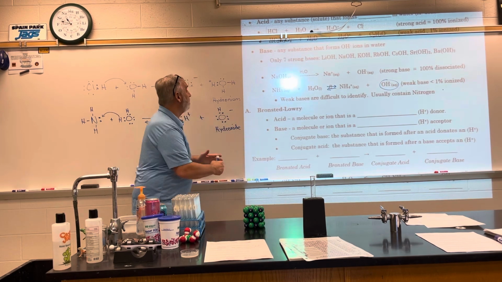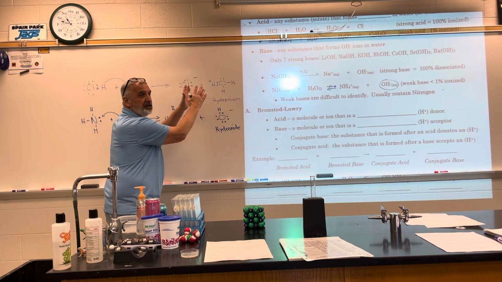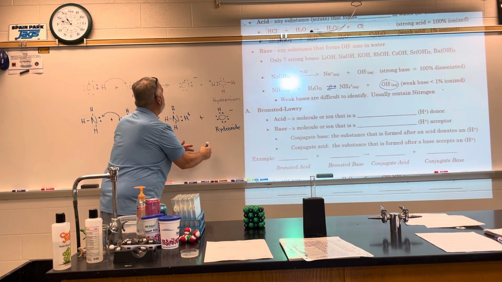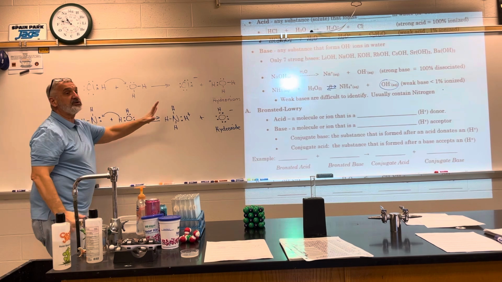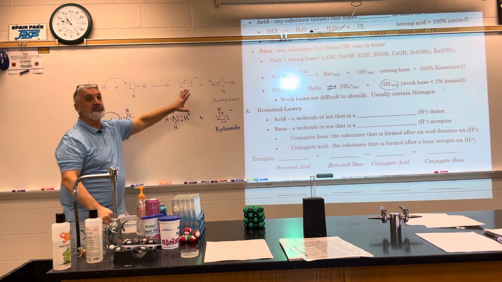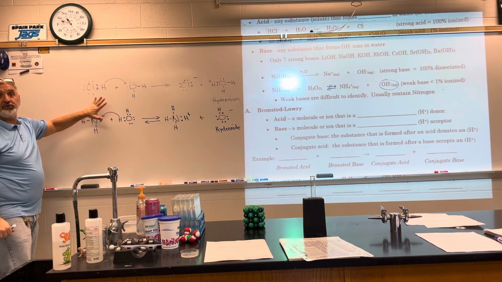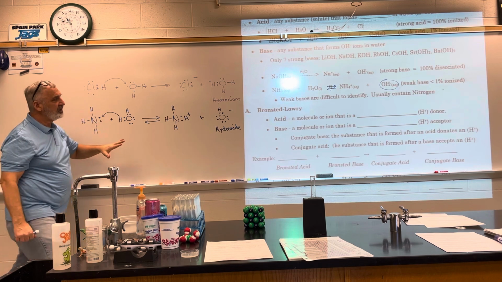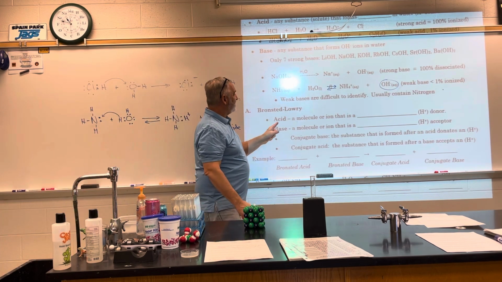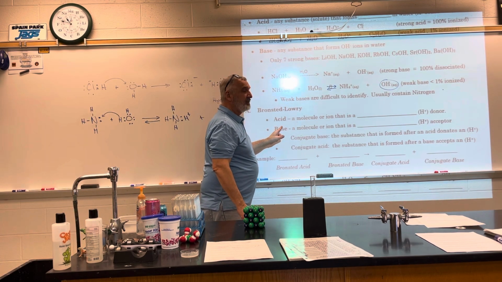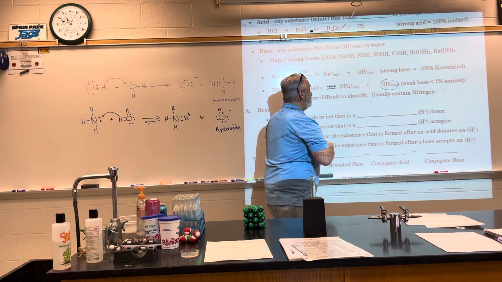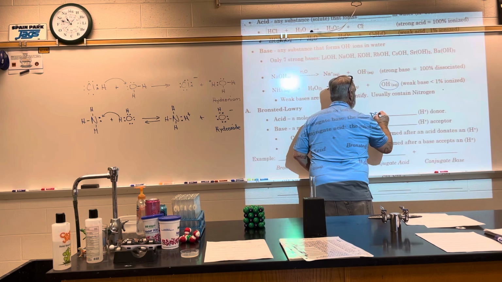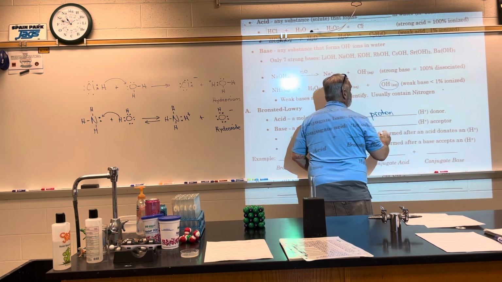They didn't care about what got made over here. They wanted to know what's going on over here on the left. Arrhenius was all about the product. Bronsted and Lowry were all about what's going on with the reactants. So a Bronsted-Lowry acid is a molecular ion that is, we call it, a proton donor.